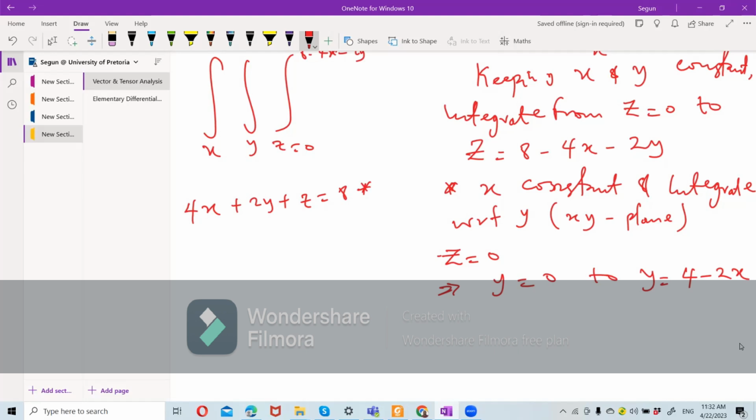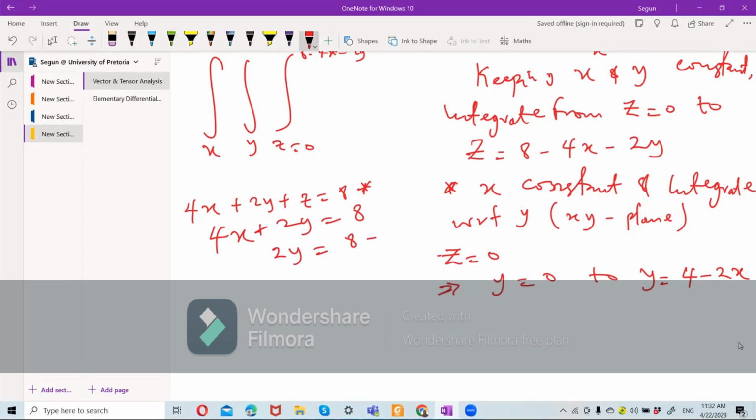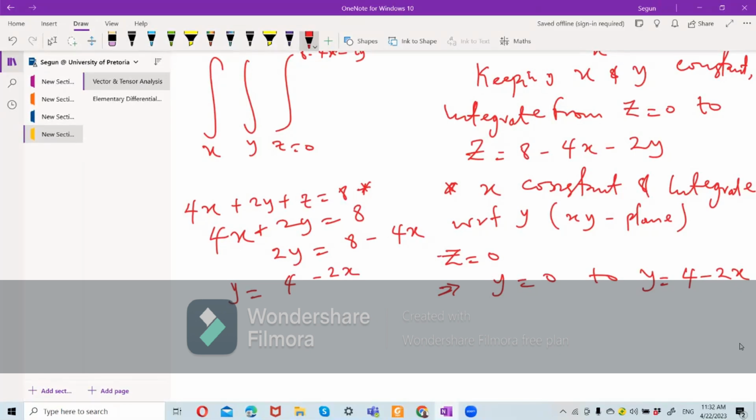So you have 4x plus 2y equals 8. Then you now have 2y equals 8 minus 4x. Do you agree? Yes, sir. Okay. Divide both sides by 2. When you divide both sides by 2, what do you have? 4 minus 2x. So that is how we did it. Can we proceed now?